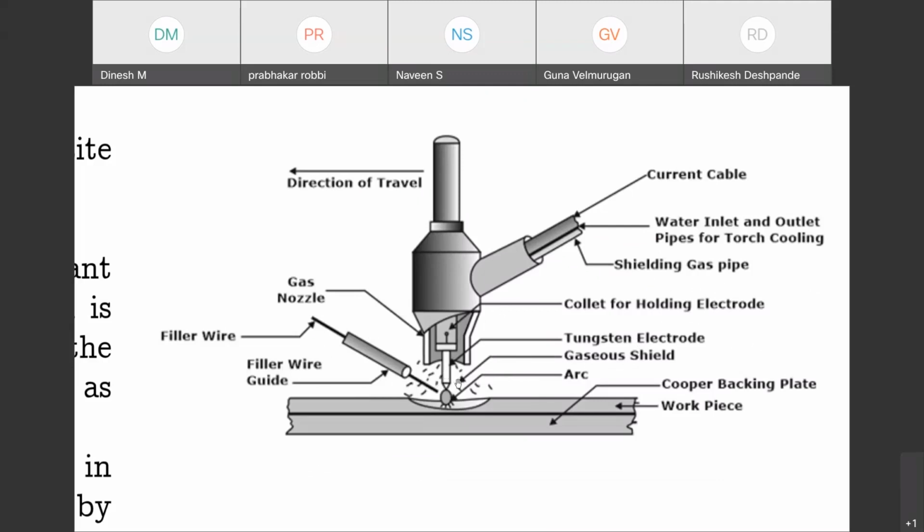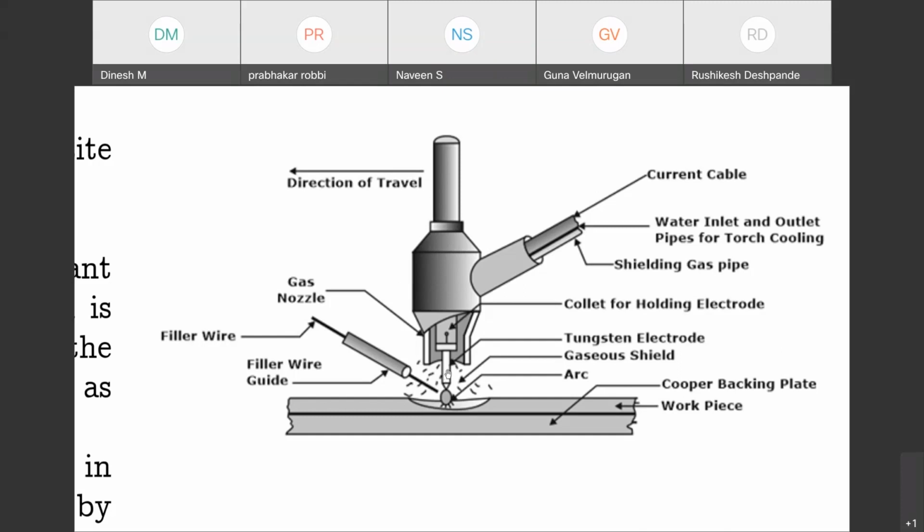If you see, this is your tungsten electrode in between. Can you see my hand here, the movement of my hand? Yes. So this is your electrode, right? And this is your tungsten electrode. In the sense, it is not consumed or melted, and the conductivity is very high. Good. Now, conductivity is high.